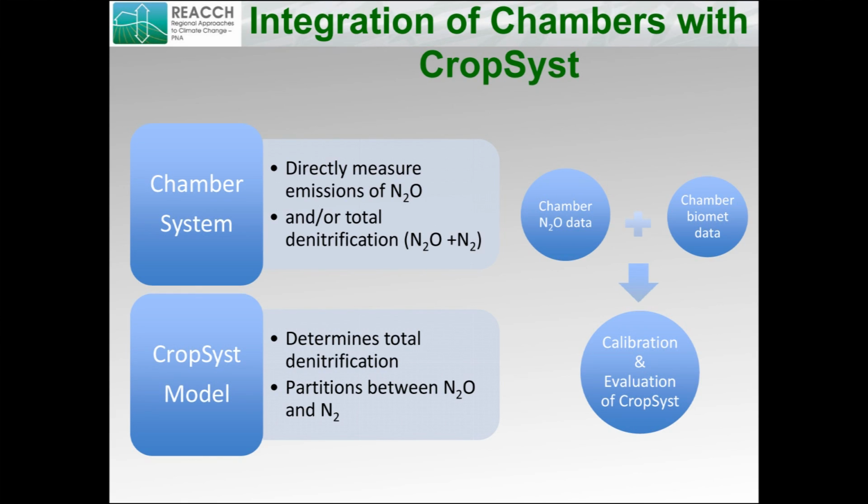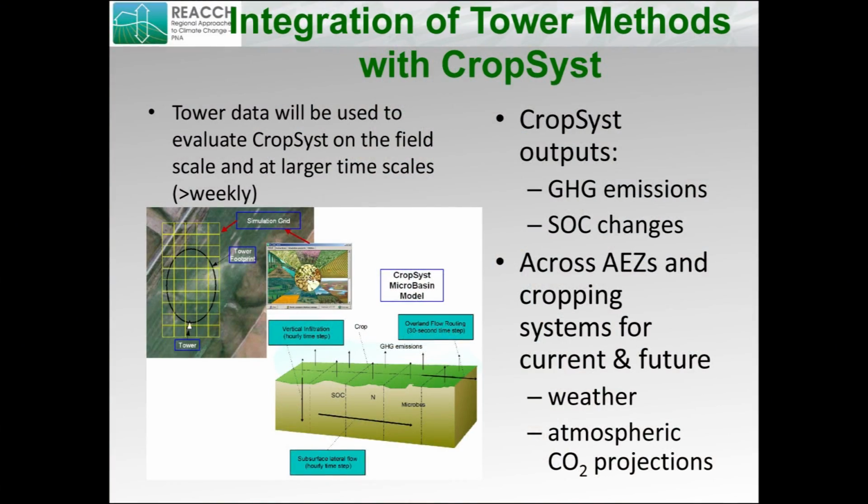You think that you have this relationship between soil temperature and moisture inputs that will lead to this output of N2O, but the chambers are actually measuring that, and so that can be used to evaluate the model. And then, going from the small step-by-step scale to the larger scale, the tower data can be used to evaluate the CropSyst model on the field scale and at larger time scales. The CropSyst outputs, pertaining to the chambers and towers, will be greenhouse gas emissions and soil organic carbon changes across the agroecological zones and cropping systems for current and future weather conditions and atmospheric CO2 projections.